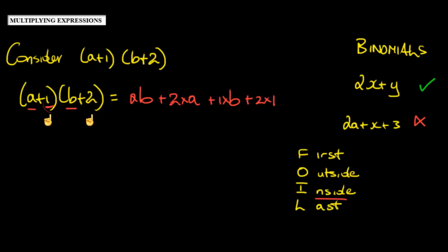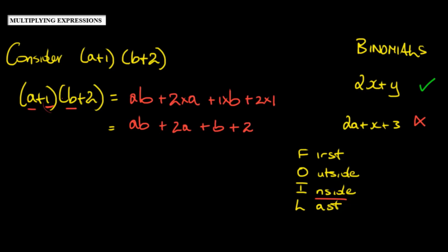So now, if you notice here, we've multiplied all of the terms together. We've multiplied a by b and a by 2, and we've multiplied 1 by b and 1 by 2. And all we need to do now is to simplify. So ab, we already have that. 2 times a is 2a, 1 times b is just b, and 2 times 1 is just 2. So that's how we do it.